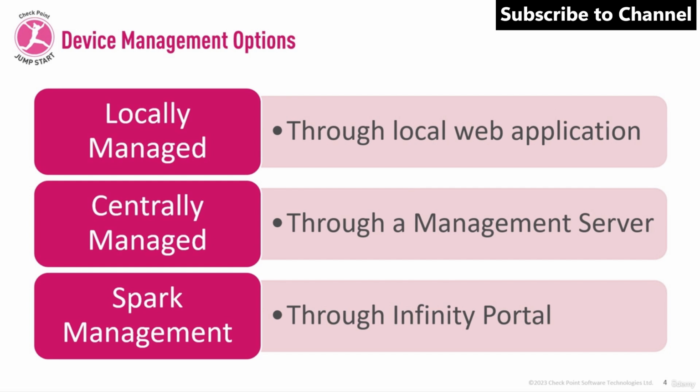As we discussed in previous videos, there are 3 ways to manage your Quantum Spark. The first option is the locally managed, where you use the single web application to manage both the security policy and the device itself. Next, we have the centrally managed option, where you need a dedicated security management server. Can be open server, can be on cloud, can be on an appliance, but it's more scalable. And if you want it to be even more scalable, you would use the Spark Management option.